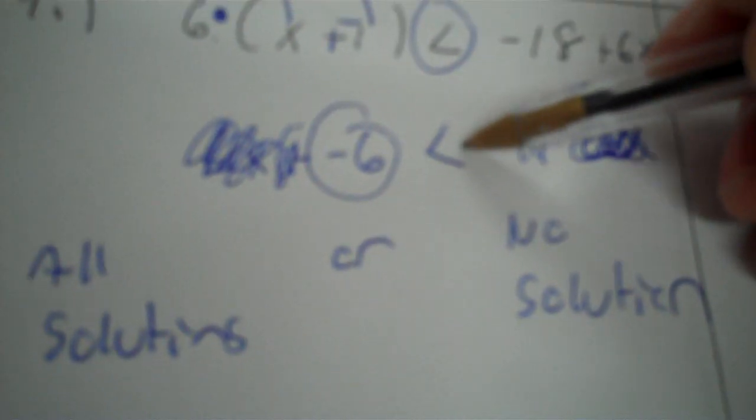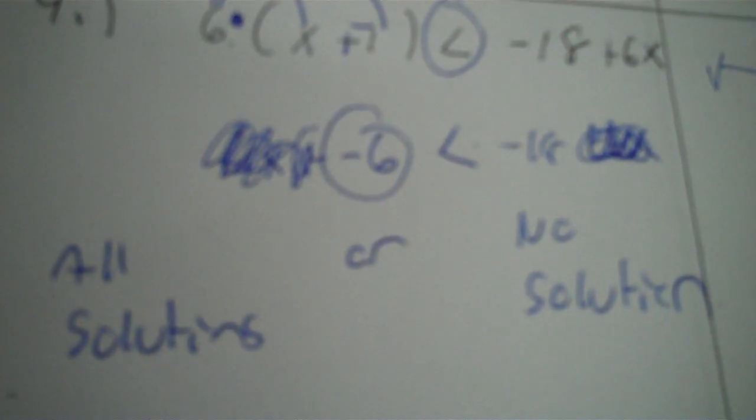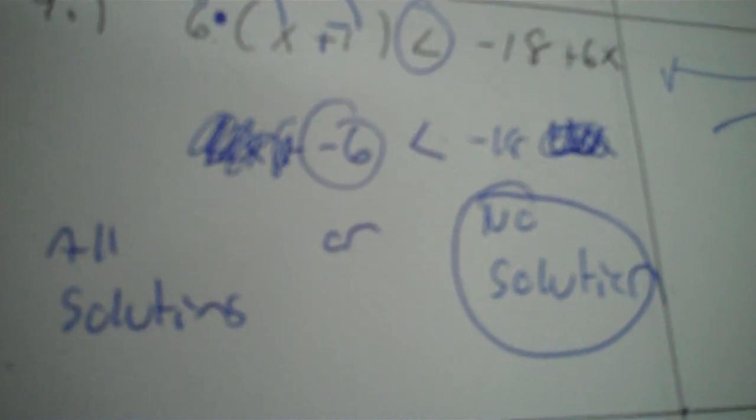Okay, so you look at your bigger number, the negative 6. Is the symbol eating that number? No, it's not. So that is a no solution. Okay, it's eating the wrong number to make that sentence true. Negative 6 less than negative 18. No, it's not. It's greater than. It's got to be eating this number.